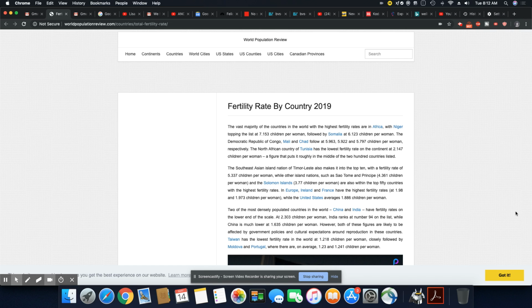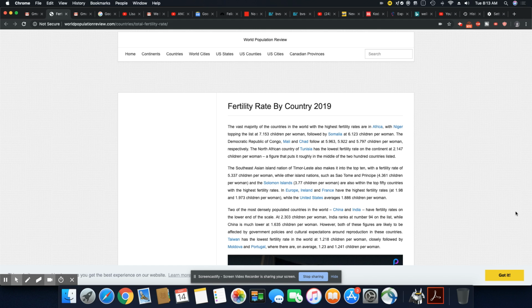The vast majority of countries in the world with the highest fertility rates are in Africa, with Niger topping the list with 7.153 children per woman, followed by Somalia at 6.123 children per woman. The Democratic Republic of Congo, Mali, and Chad follow at 5.963, 5.922, and 5.797 children per woman, respectively.